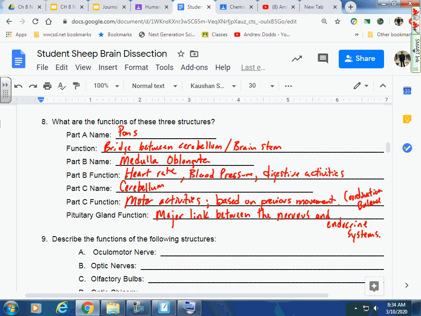Number 9, the oculomotor nerve is involved with eye movement. Optic nerves carry visual info to the optic chiasm. Olfactory refers to smell, so olfactory bulbs are involved with smell.